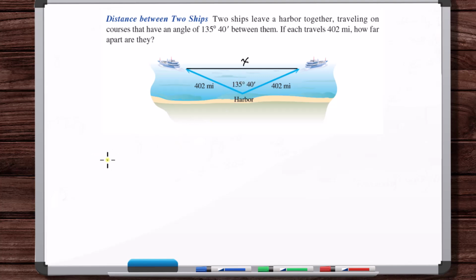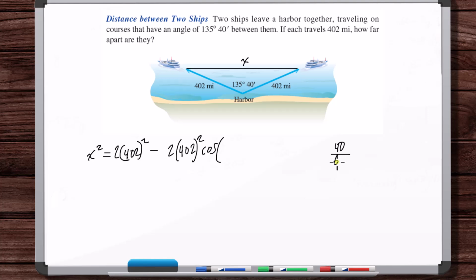So we start by taking the square of the side length opposite the angle that we're using. Then we do the sum of the squares of the two adjacent side lengths. So 402 squared plus 402 squared, which is just 2 times 402 squared. Then minus 2 times the product of the adjacent side lengths. So 402 times 402, that's going to be 402 squared. And then times cosine of the angle. So 135 degrees, 40 minutes.